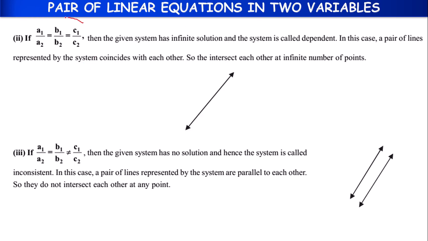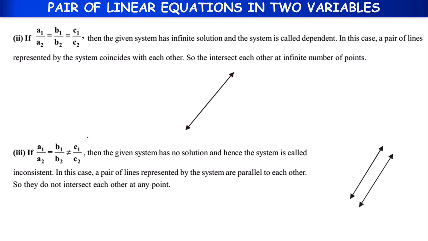Suppose they obey this condition. If they follow this condition, then they will have infinite solutions, and the system of equations is called a dependent system of equations. In this case, both the lines represented by the system coincide with one another at an infinite number of points. So it will have infinite solutions.